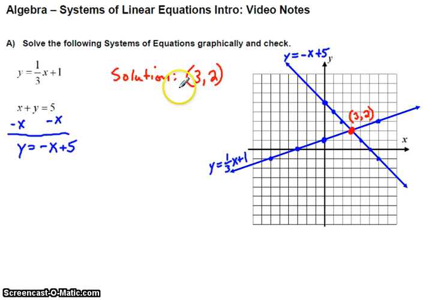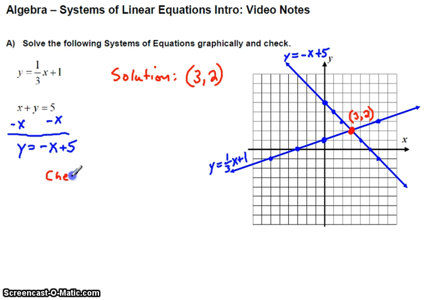Alright, and that's really easy to do. We know how to graph lines. We can see where they intersect, and this is a solution. Now, what we want to do with these systems of equations is check them. When you check them, you have to plug in the x and y coordinates back into both equations. So I'll show you how to do a check properly.